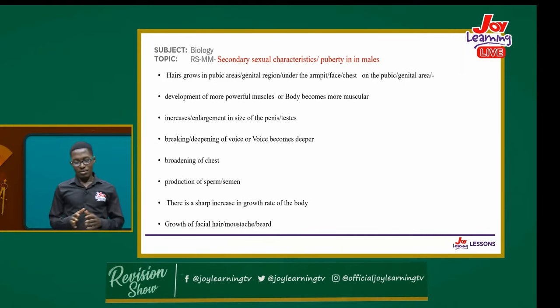A common question I switch on to the next one. A common question students usually fumble is the sexual characteristics, how we mark it. First, hair grows, usually not develops. We are careful with some words. The hair grows in pubic areas, not public areas, and under the armpits. Now, development of powerful muscles, or we say usually the body becomes muscular.